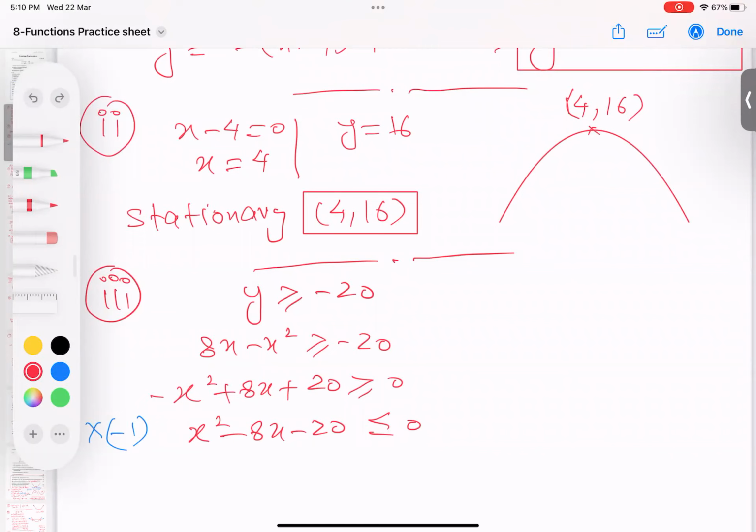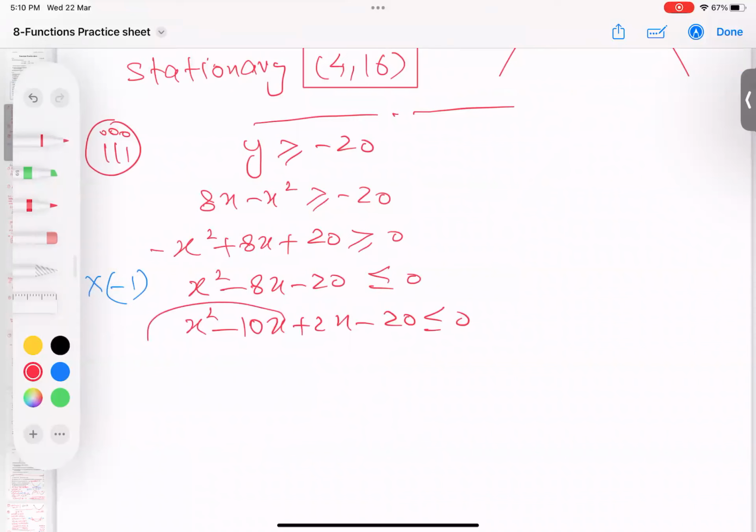So now after this, what is the next plan? I will factorize the 20, into 10 and 2. Now after this, you take x common from here, and I get x minus 10, and 2 common from here, I get x minus 10. And I believe all of you understand what is going on.